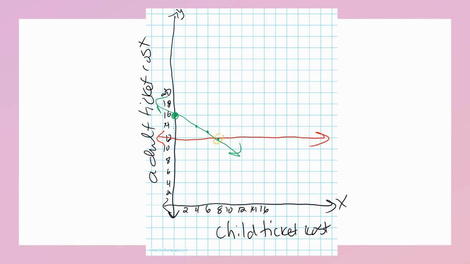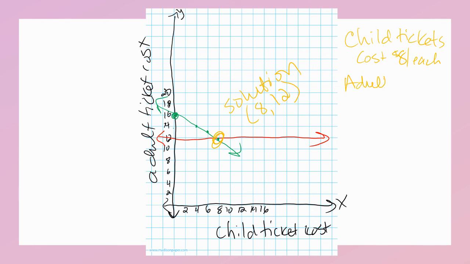And we can see that they intersect right here. And so our solution is 8, 12. But remember, again, we're answering in terms of what the question asked us. And so what that means is child tickets cost $8 each, and adult tickets cost $12 each.